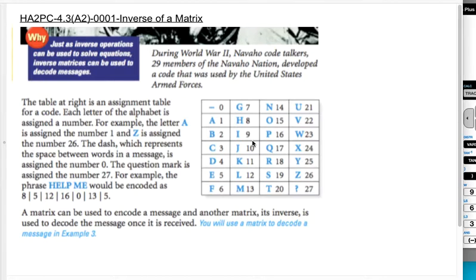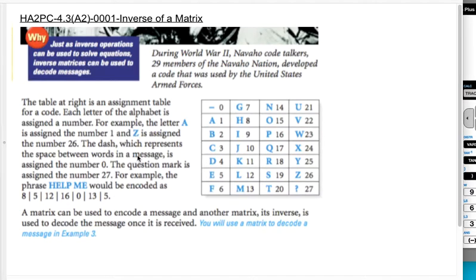So here there's a table. It's an alphanumeric code, right? A is 1, B is 2, C is 3, and that's pretty standard. So what we're going to learn to do when we get to the later examples in this section is use a matrix to encode a message. Like here, you'll see there's the message "help me," right? So the message "help me" could be encoded with 8 for H, and 5 for E, and 12 for L, and 16 for P, and 0 for the space, and 13 for M, and 5 for E again.